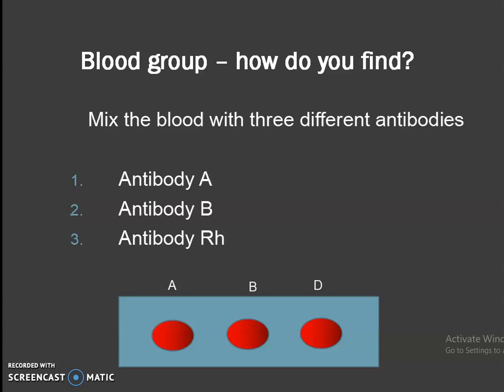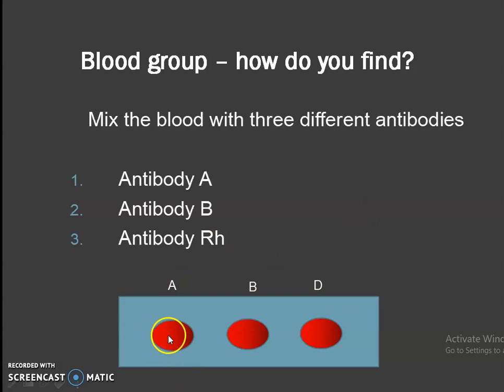Take another glass slide. Using the edges of that glass slide, mix the blood and the anti-sera or antibodies. See the clumping. If there is no clumping or agglutination in all 3, that is the O negative blood group. If there is no clumping here and here, that blood group is O. If there is no clumping here, that is Rh negative.